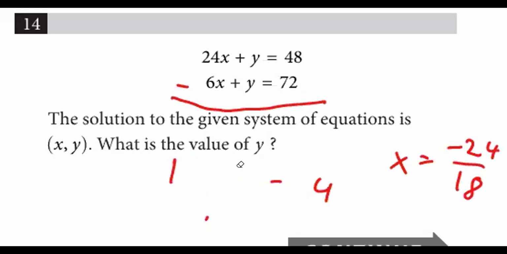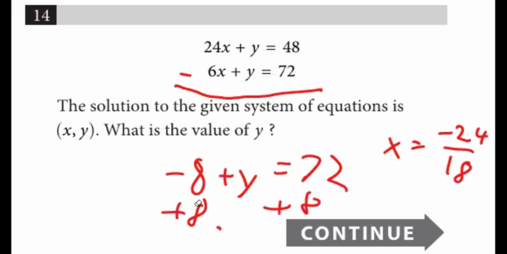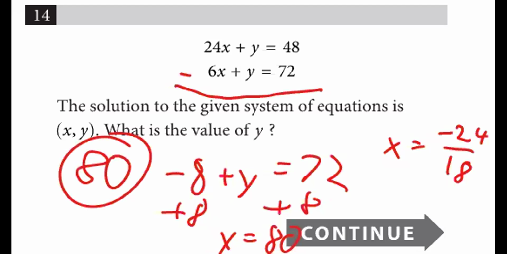And now we can plug in to solve for y. So to solve for y, we just do 6 times negative 24 over 18. Again, this is why I would not recommend solving this manually. I'd recommend just graphing it. But if we do 6 times -24/18, we get -8 plus y equals 72. If we add 8 to both sides, we get y is equal to 80. So the correct answer should be 80, and we're going to graph it to check our answer.